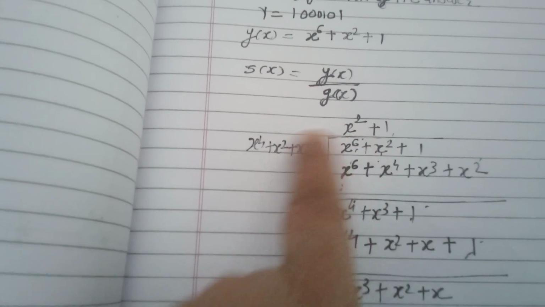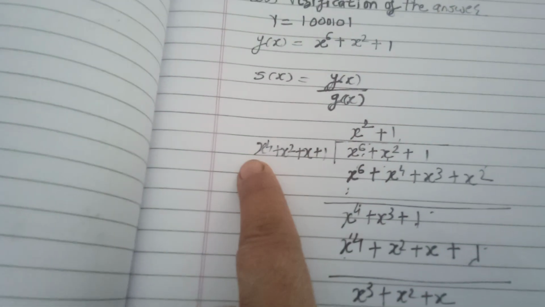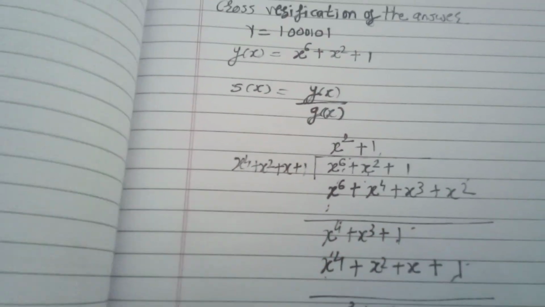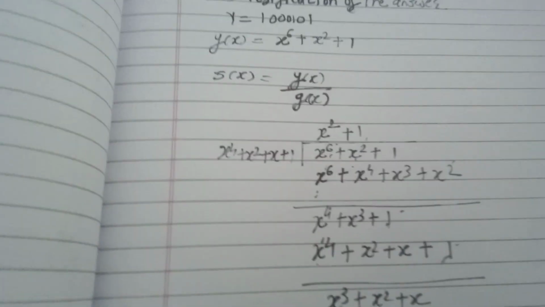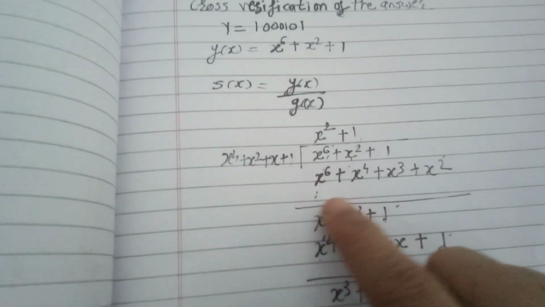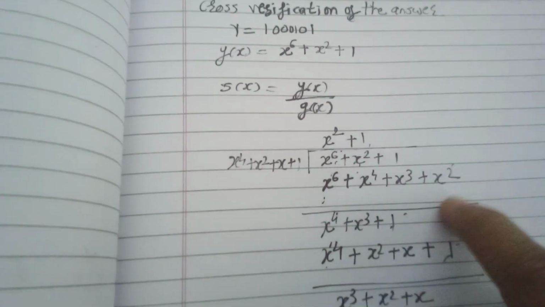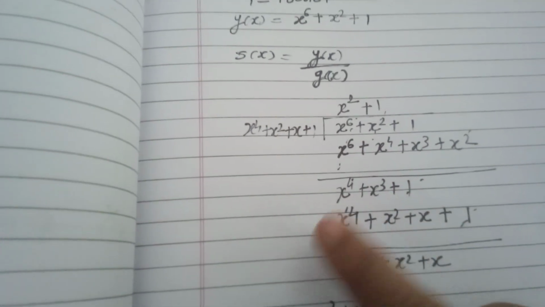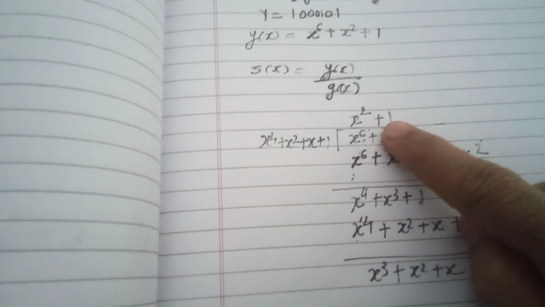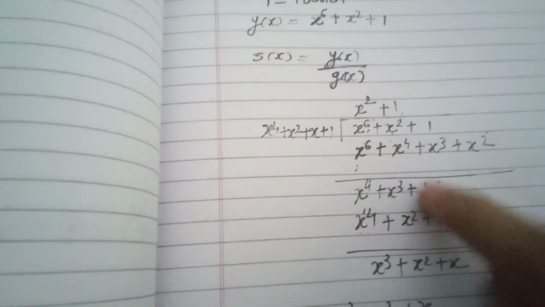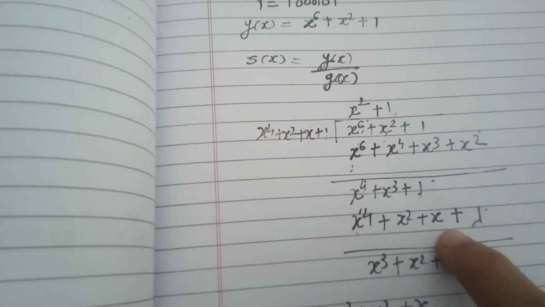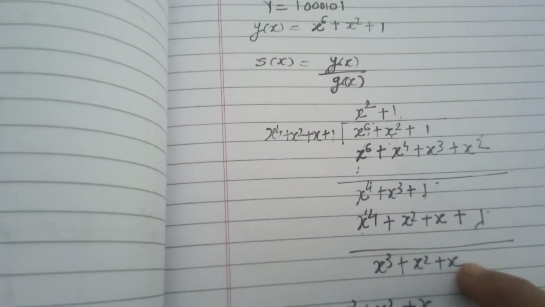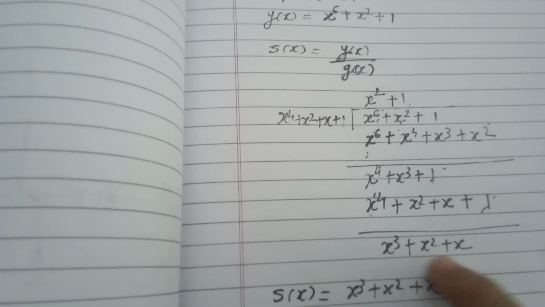Then multiply x square with all these terms. So x^6 plus x raised to 4 plus x cube plus x square. Then cancel out similar terms, x^6, x square, remaining is x raised to 4 plus x cube plus 1. Now x^4 by x^4 is 1, so quotient is 1. So multiply 1 with all these terms. So x^4 plus x square plus x plus 1. So x^4 gets cancelled out, 1 gets cancelled out. Remaining is x cube plus x square plus x.